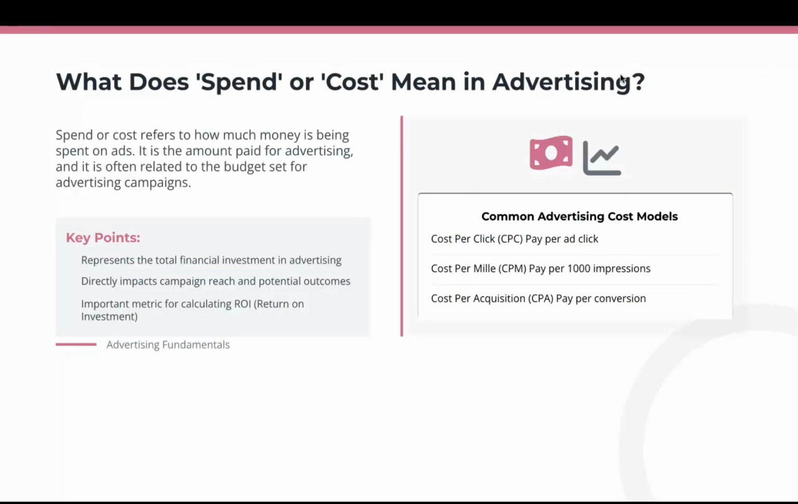So let's start this off with answering the question, what does cost and spend mean in advertising? It's pretty simple. Cost and spend refers to how much money is being spent on ads. So it's essentially the amount of money paid for advertising, and is often related to the budget set for advertising campaigns.